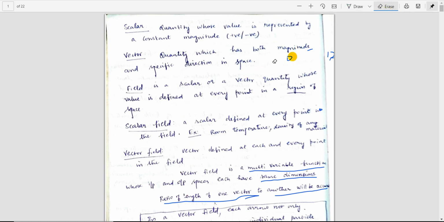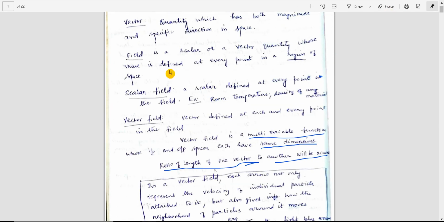After that, we are going to give a field. A field may be a vector or a scalar, which is a quantity whose value is defined at each and every point in the region of space. If you are considering a region of space, it may be anything. A region of space may consist of some scalars or vectors.